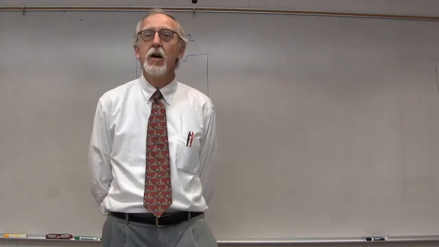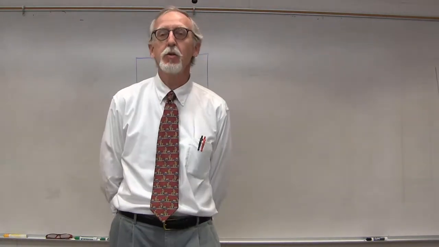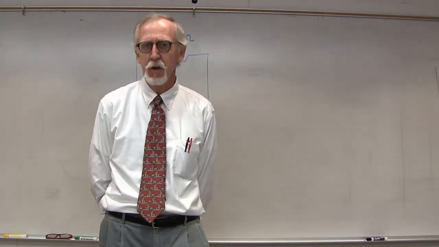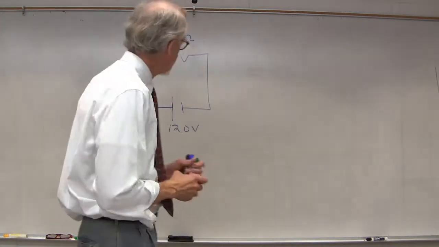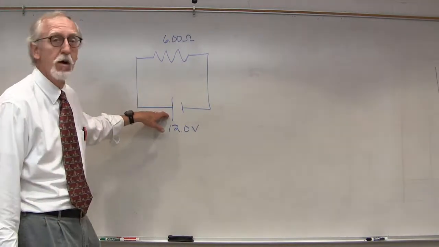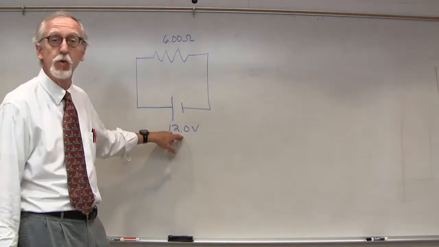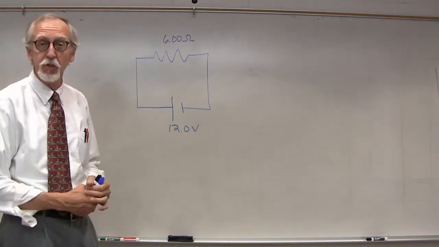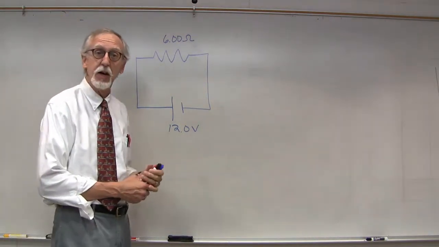Okay, welcome back. So today we're going to continue looking at resistors. We're going to look at some more complicated circuits than we did last time. But to review what we talked about last time, let's imagine we've got a voltage supply here, let's say 12 volts, connected to a resistor, let's say a 6 ohm resistor, and let's calculate what the current is going to be.